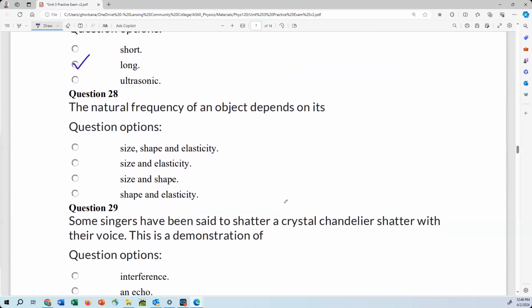Number 28, the natural frequency of the object depends on shape, elasticity, and size. So the size is important, shape is important, and elasticity is important. These three are related to the natural frequency of the object.